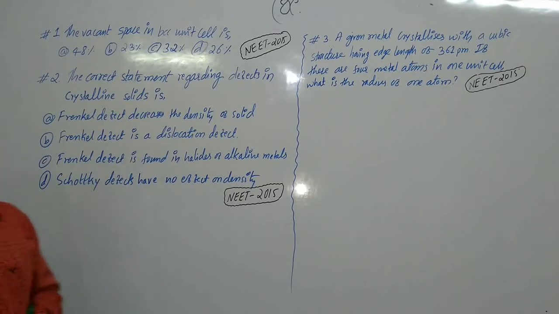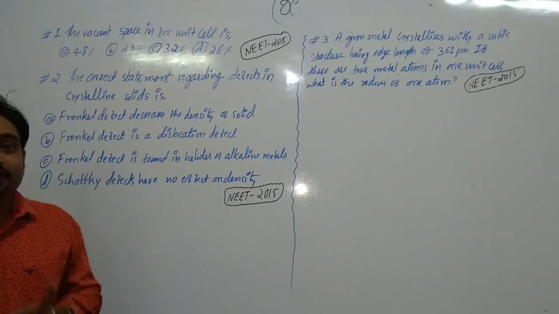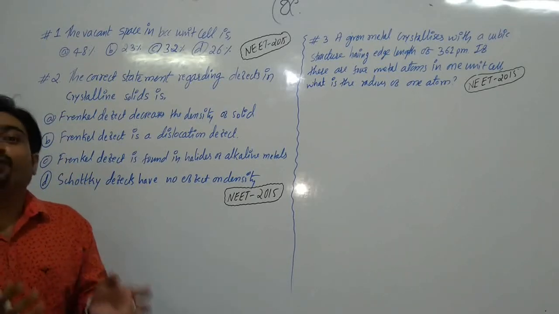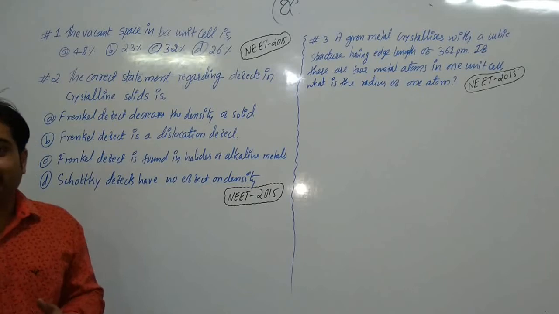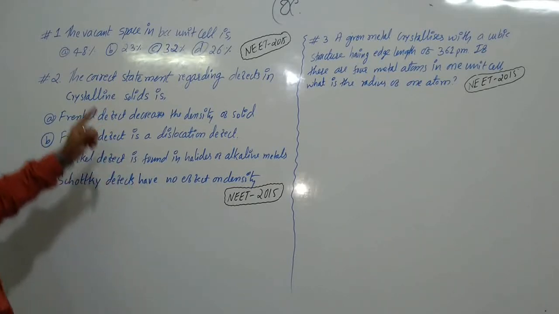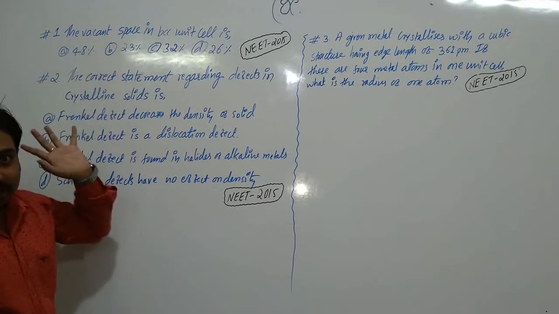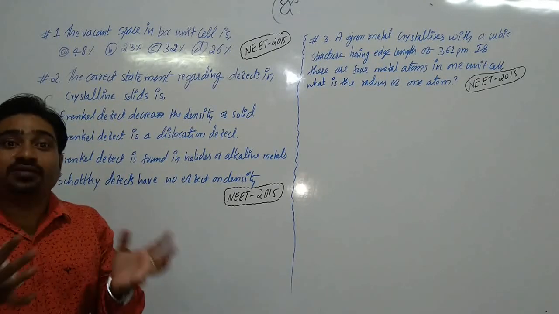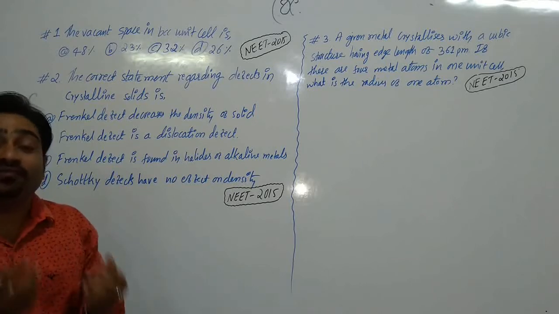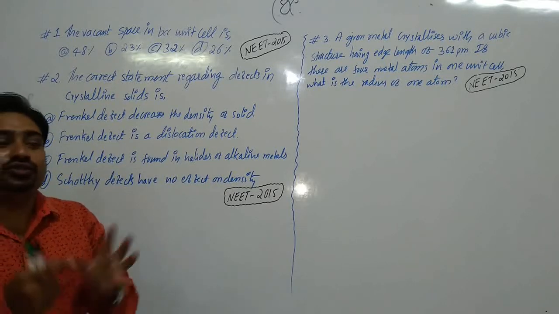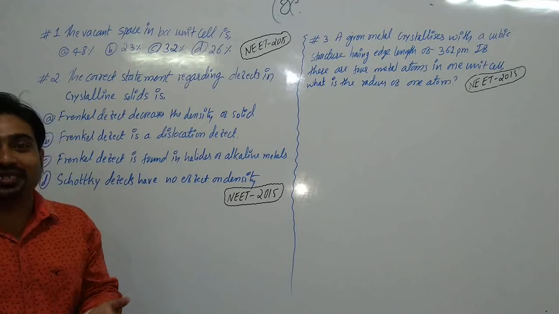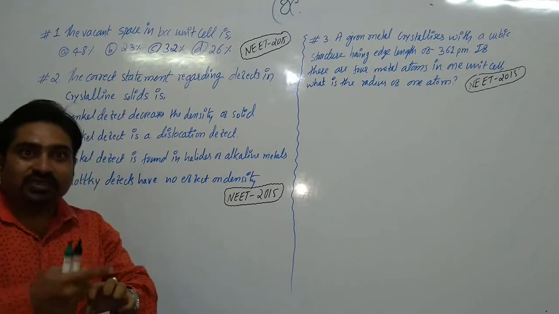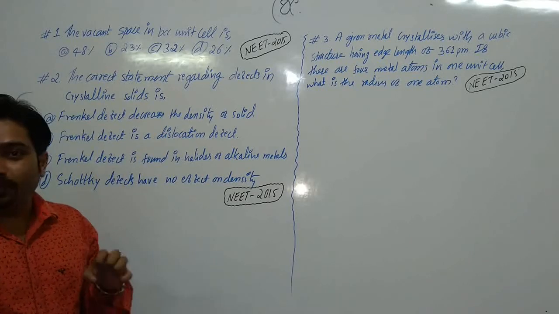Here we know packing efficiency. Packing efficiency means the amount of space filled by the particles in a unit cell. And they are asking the vacant space. Vacant space means the amount of space that remains vacant in the unit cell. The total space of the unit cell is taken as 100%. So if some percent of the unit cell is filled, then 100 minus that, the remaining will be vacant.